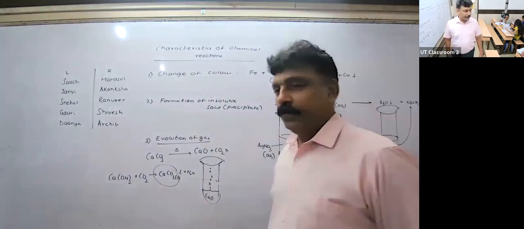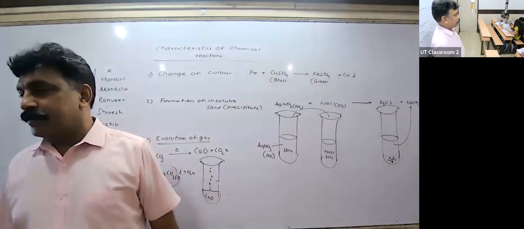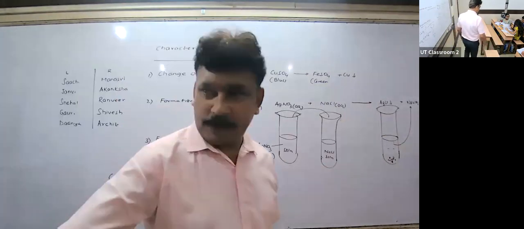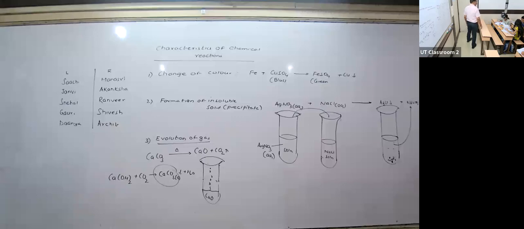So let us start. First, Sachi, read. A chemical reaction is the process of breaking the chemical bonds of the reacting substances, reactants, and making new bonds to form new substances, products. Example: rusting of iron. Yes. This is an example of a chemical change.